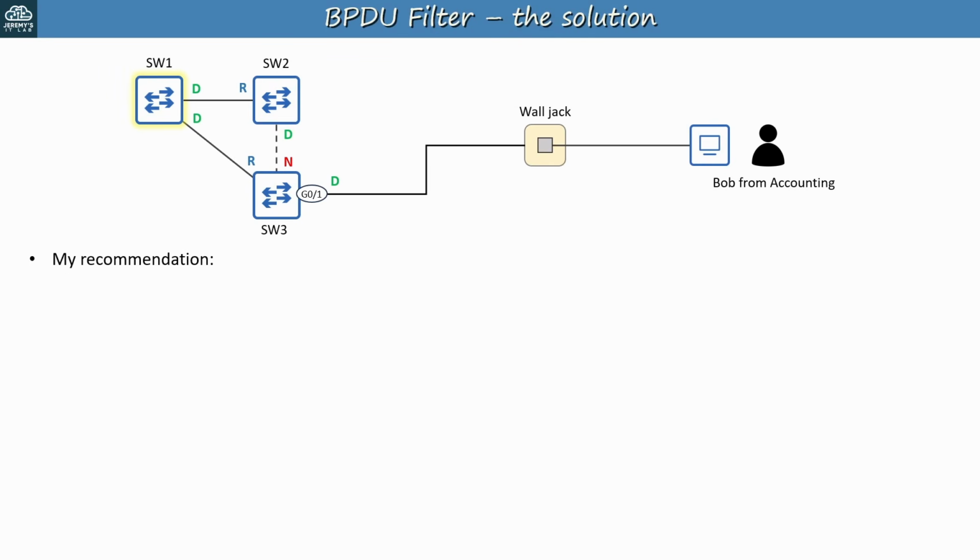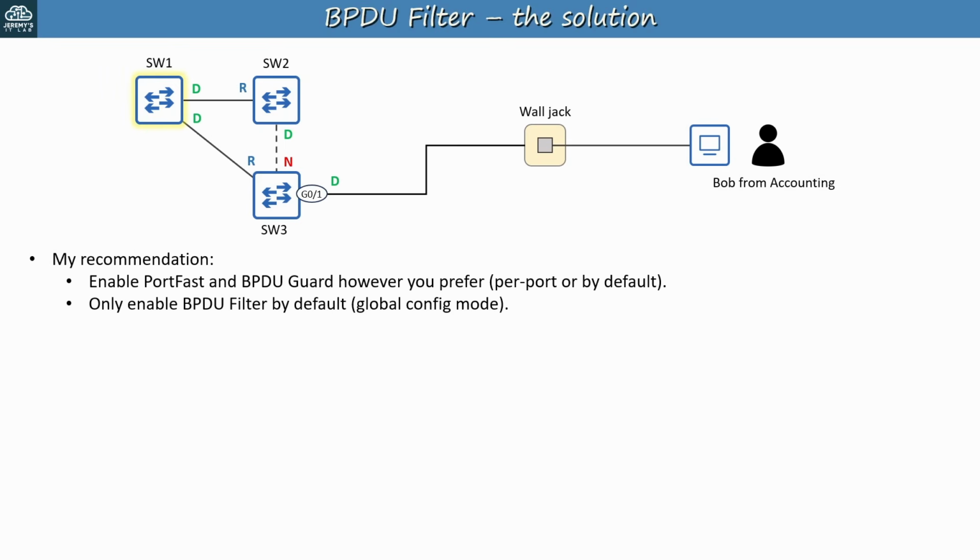Before we finish up, let me give you my recommendation and one final note about BPDU Guard and BPDU Filter. You can enable PortFast and BPDU Guard however you prefer, either per port or by default. It doesn't affect how they operate. However you configure them, just make sure you enable them on the correct interfaces. But I recommend that you only enable BPDU Filter by default in global config mode, unless you have a very good reason to enable it per port. Disabling STP on a port is risky business.